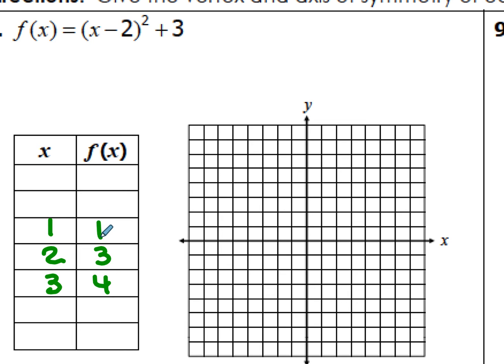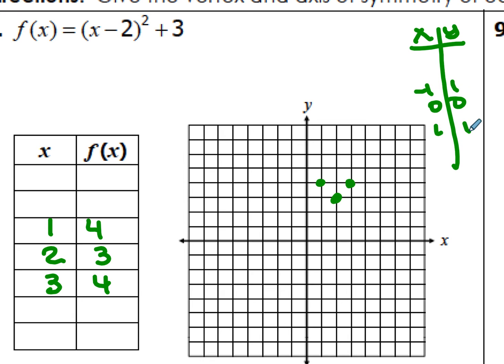Okay, through a little magic, I made it a little bit bigger. Okay, so there's 2, 3. There's 3, 4. And there is 1, 4. And now I could go ahead and remember from that parent function, we had 0, 0, negative 1, 1, 1, 1, 2, 4, and negative 2, 4.